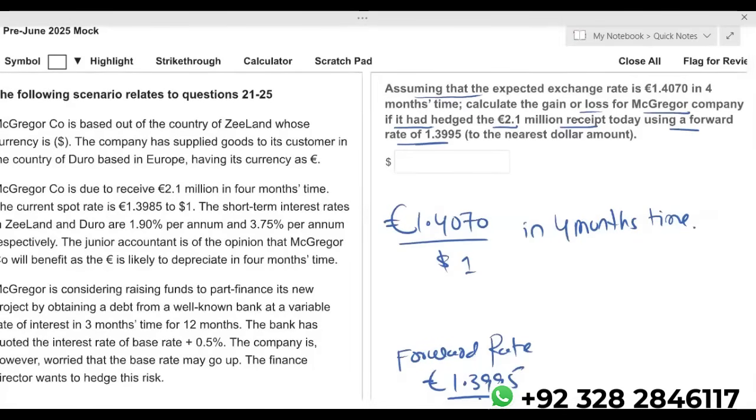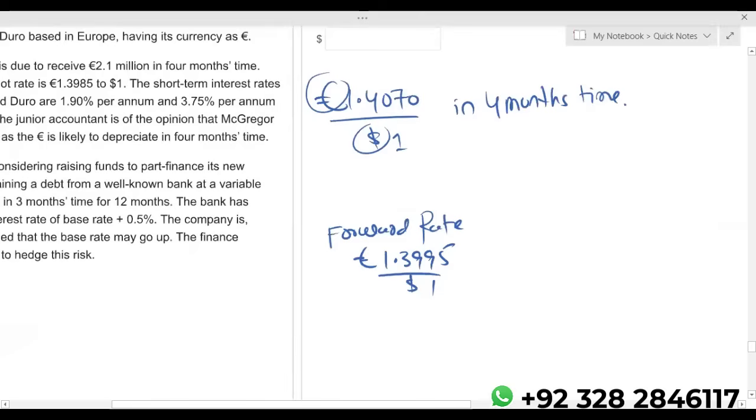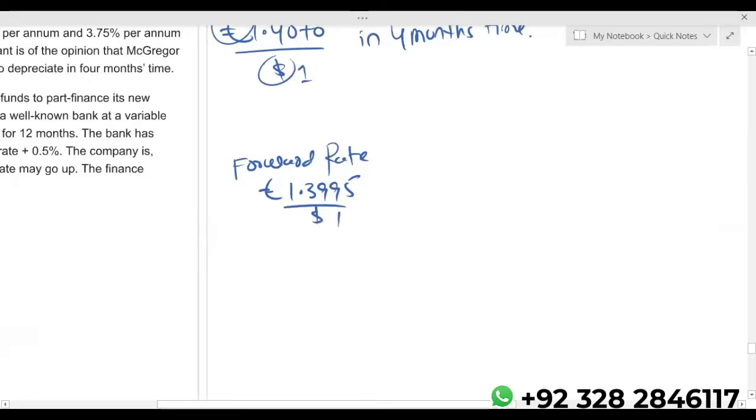Now listen, due to hedging, the forward rate which McGeorge got is 1.3995. If there wasn't any hedging, the expected exchange rate on that day without hedging is 1.4070. First of all, you should know that your local currency is dollar and the exchange rate given to you is an indirect quote. In case of an indirect quote, we divide in order to translate. The receipt amount is euro 2.1 million.